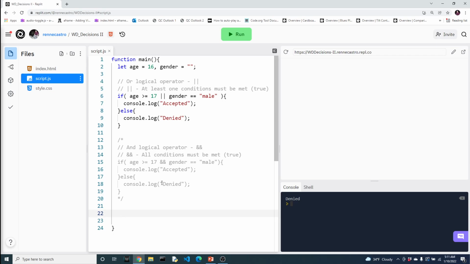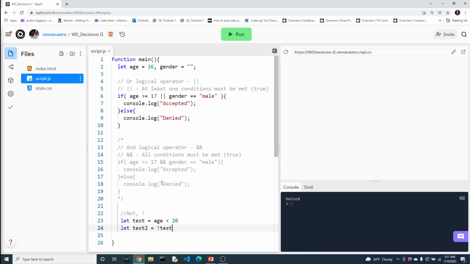Now, the last logical operator I want to discuss is a very simple one, which is the NOT operator. Now, the reason I say it's simple is that all it does is just negate. So let's do it like this. Let test be if age is less than 20. And then we'll do let test 2 be the opposite of test.